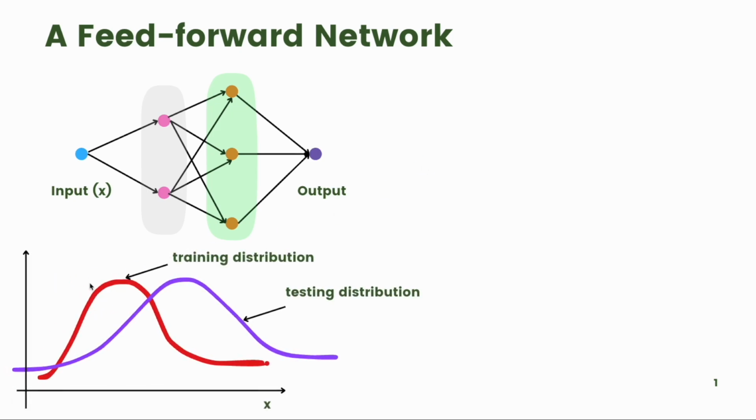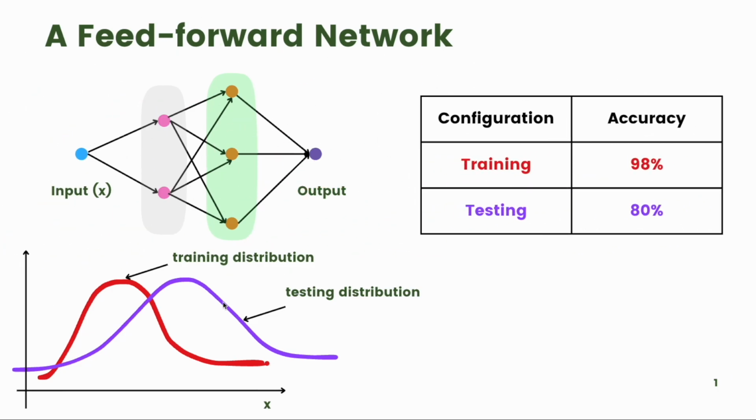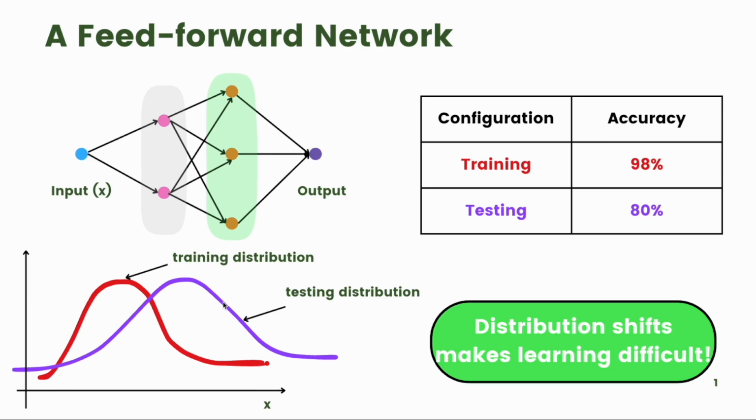And when you deploy this model in a testing situation, you realize that the test inputs now come from this purple distribution. So there has been a distribution shift post deployment. Because of this distribution shift, the model might not perform as well as it performed during training or validation. Maybe during training you saw an accuracy of 98%, but during testing the accuracy dropped to 80%. So distribution shift makes it difficult for the model to learn the relation between the input and the output pair.